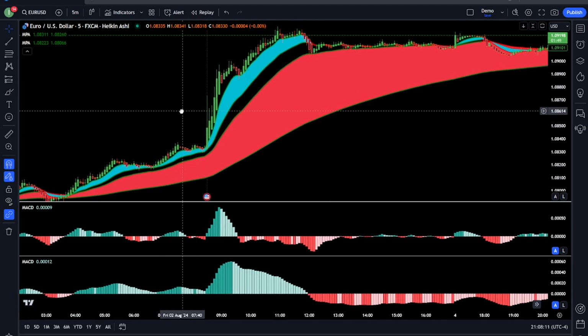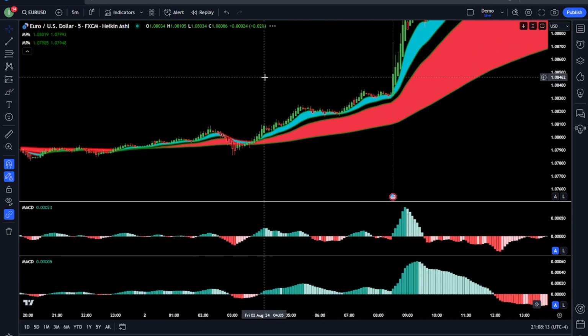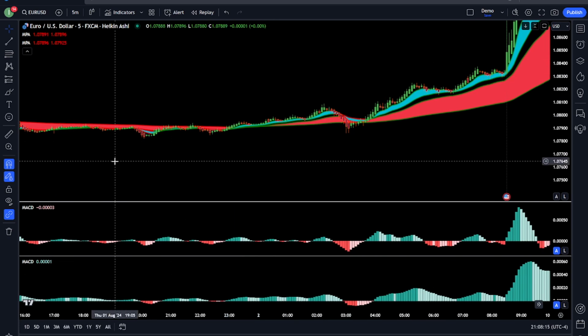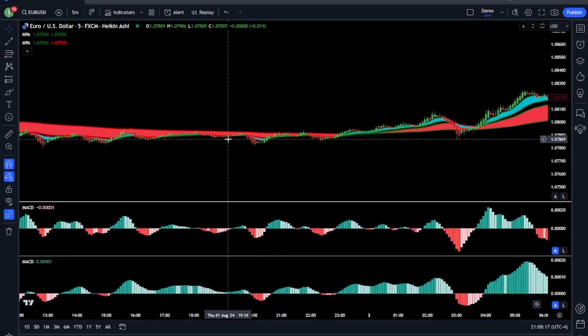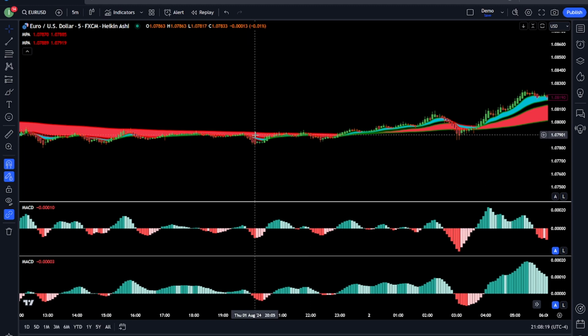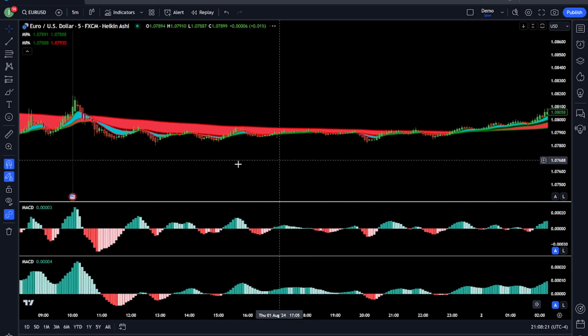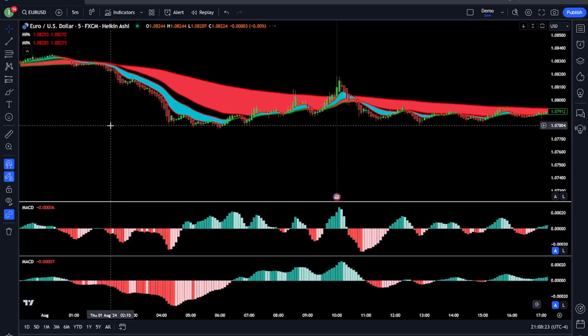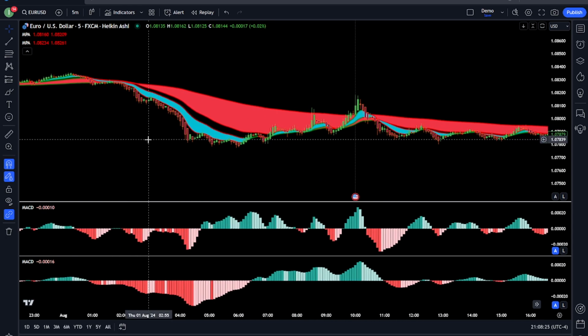So when it's trending, it's so clear for us to make entries, right? When it's not trending, we'll never enter a trade when there is no gap between the red cloud and the blue cloud. So let's look at some short examples now. Yeah, this is a good short example.